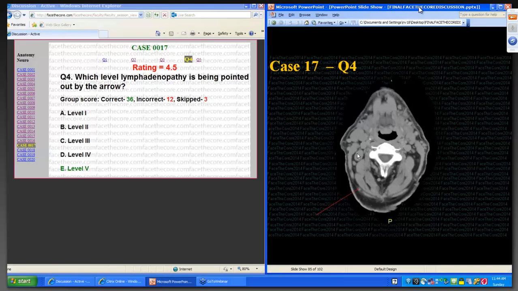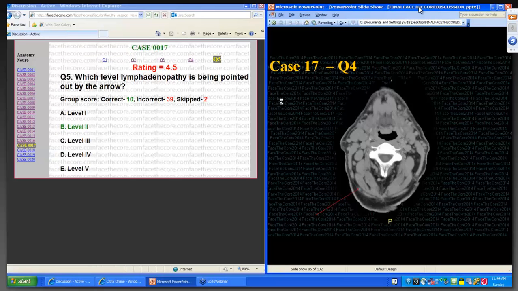And then which level lymphadenopathy is pointed out by the arrow? So remember, level 5 nodes are going to be running from, there's 5A and 5B. So 5A extends from basically the skull base to the inferior margin of the cricoid, and then 5B will be below that. And remember that they're going to be behind the posterior margin of the sternocleidomastoid muscle. So here's the posterior margin of that, so therefore this is a level 5 node.